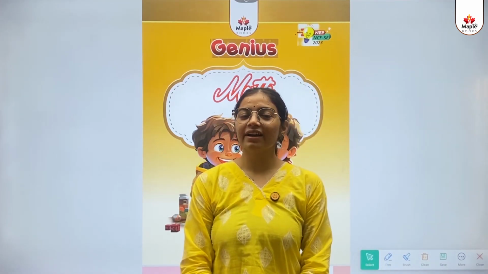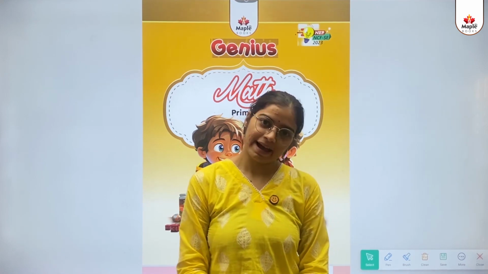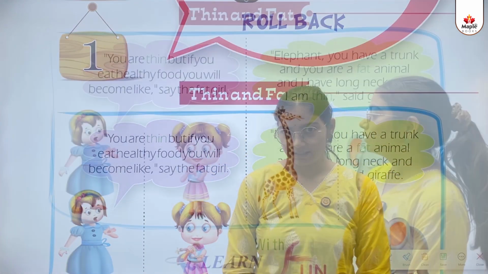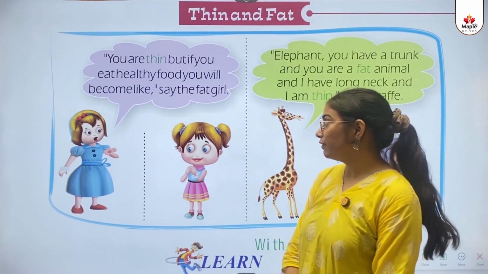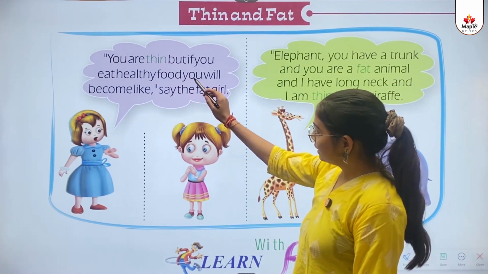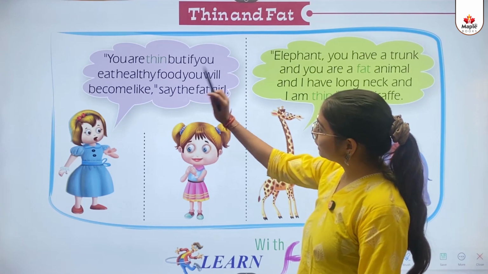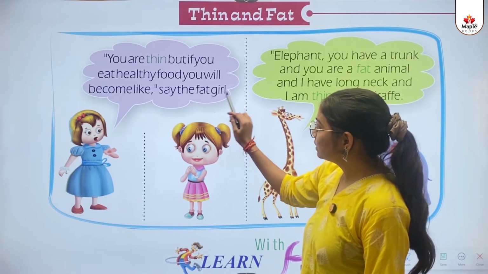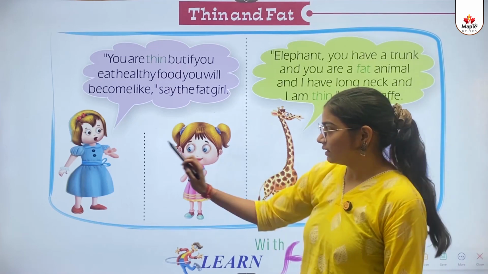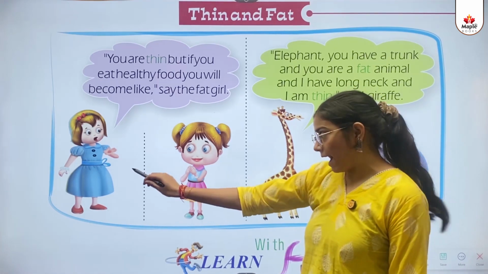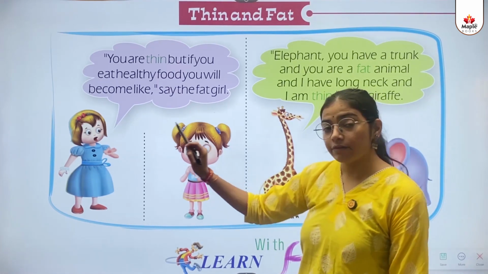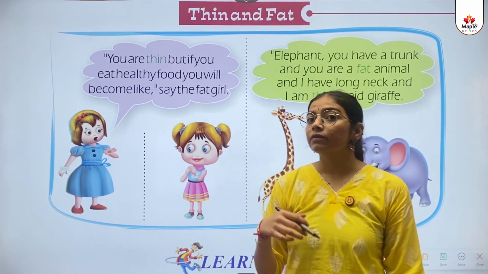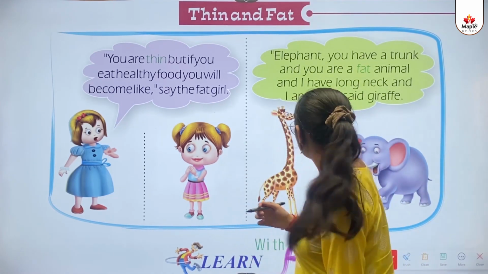Kids, today we are going to start with the book Maths Primer. Chapter number 1, Roll Back. Thin and fat. You are thin, but if you eat healthy food, you'll become like, say, the fat girl. See kids, there are two girls, the fat one and the thin one. The fat one says that if we eat healthy food, we'll become thin.